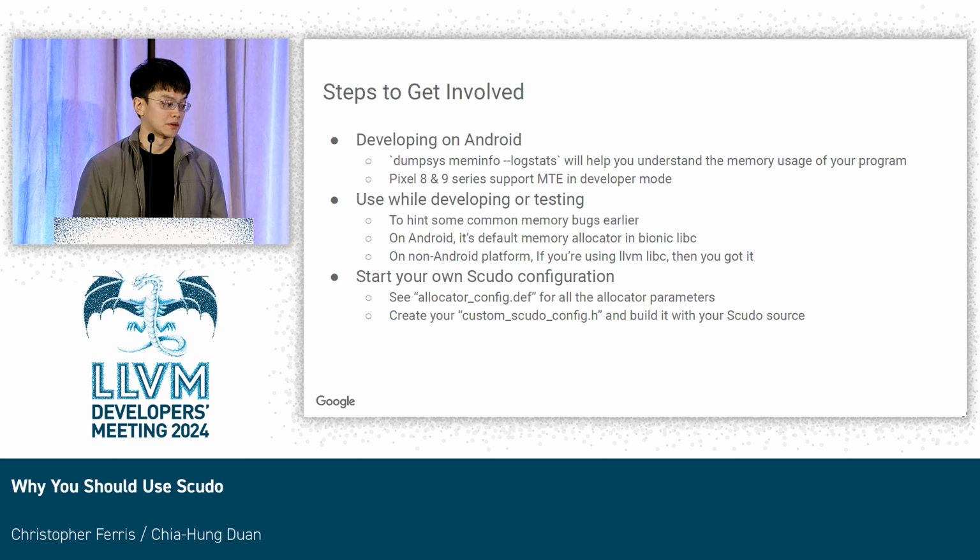The second thing you can try is, if you have concerns with performance or memory footprint related to a real-time program, you can try it only for development or testing. It helps you detect some memory bugs earlier, and you don't need to set up any sanitizer, which is not always an easy thing. On Android, it's the default memory allocator in Bionic libc. And if you are using the LLVM libc, then you've got it.